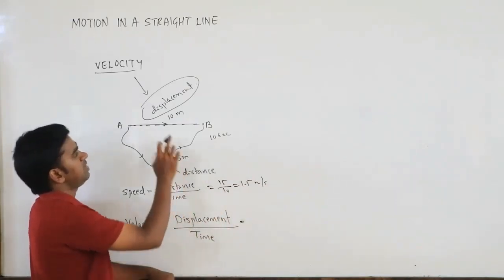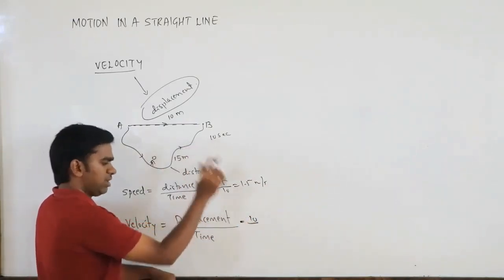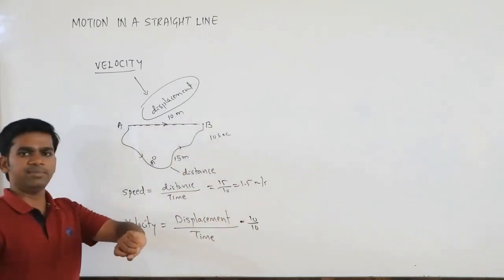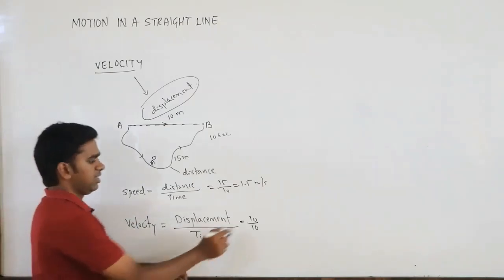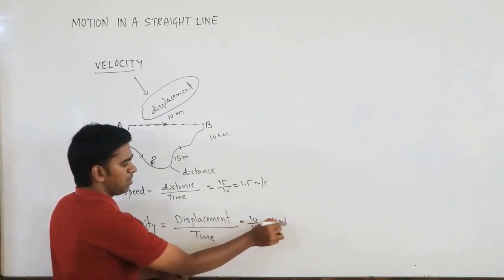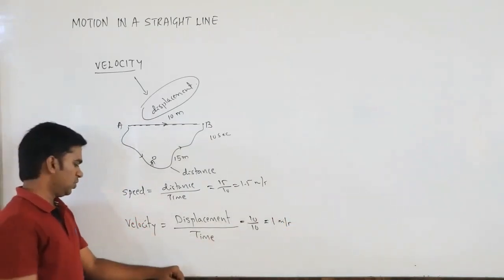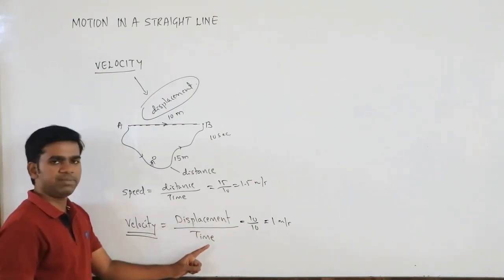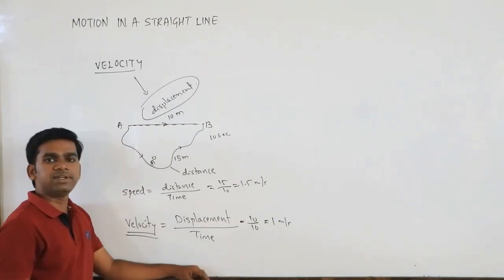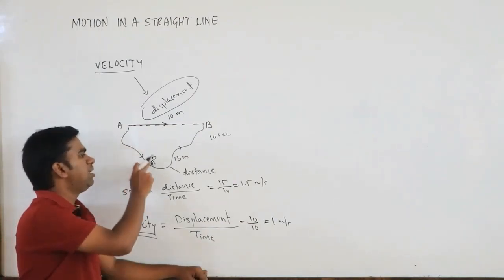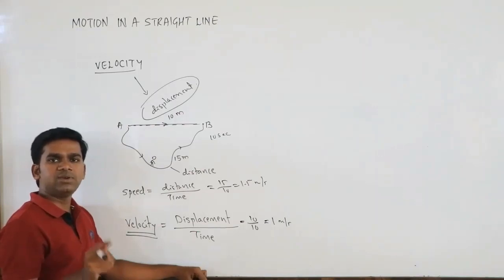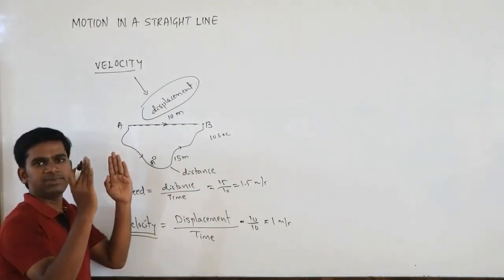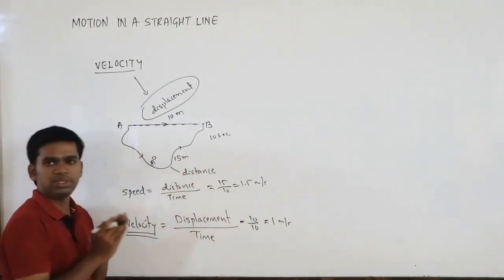Here displacement is 10, but time taken is 10 only, because you are not going only there. After reaching B, you check the time: oh, we have spent 10 seconds. So this is going to be 1 meter per second. So what is velocity? Velocity is nothing but the ratio of displacement divided by time. Here you are not going to concentrate on what path you are tracing. You concentrate on the initial position and final position. You take the distance between initial and final position divided by time, which will give you the velocity.